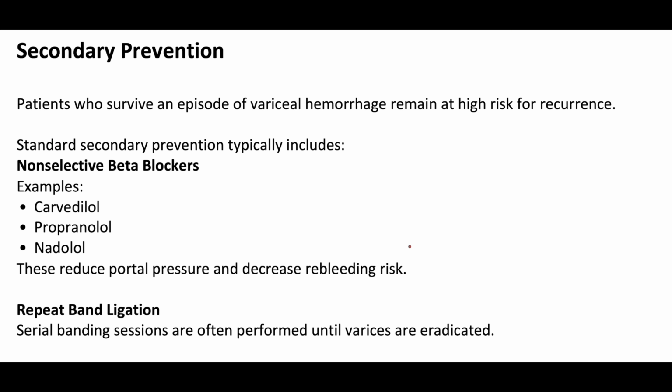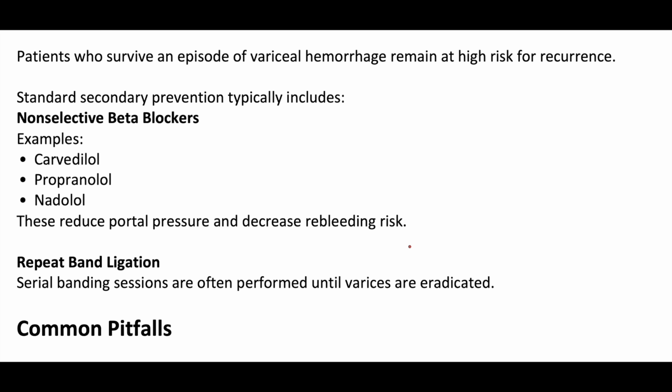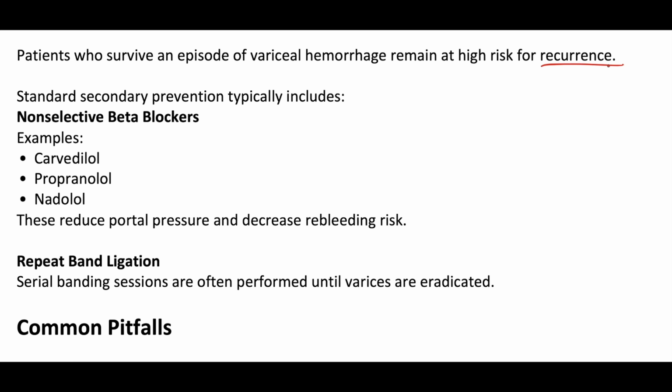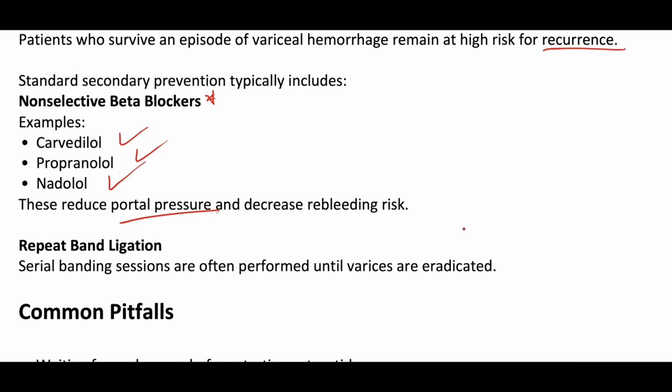It's not as much emergency critical care, but secondary prevention. Patients who survive their variceal hemorrhage are at higher risk for recurrence. So the standard secondary prevention is actually non-selective beta blockers, things like carvedilol, propranolol, nadolol, because these reduce portal pressures, and obviously reducing portal pressures is going to decompress those esophageal varices and decrease the rebleed risk. These patients usually also get intermittent EGDs and empiric banding and all sorts of stuff. But yeah, not super emergency critical care medicine related.